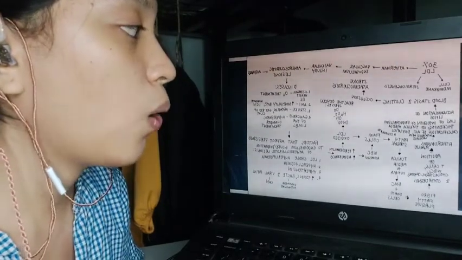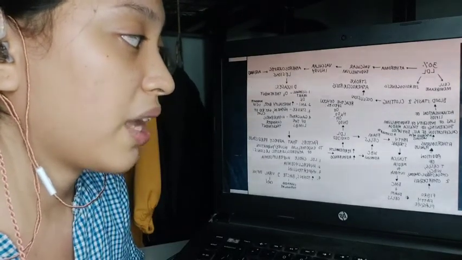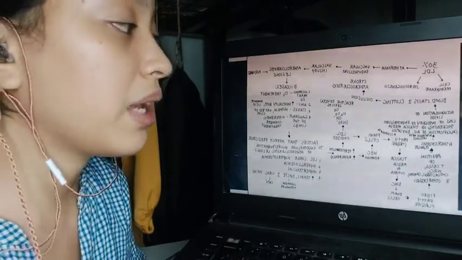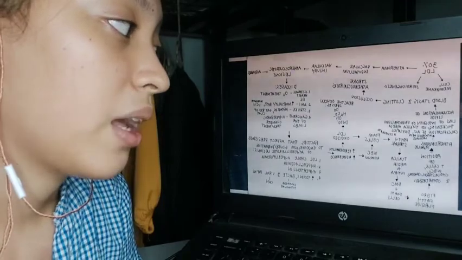As for reactive oxygen species, we have four, which are oxygen, hydrogen peroxide, OH negative, and peroxynitrite. These reactive oxygen species are responsible for oxidizing LDL so that it would be eaten by our WBCs, or our macrophages in this example. When our foam cells accumulate, it would form our fatty streak.